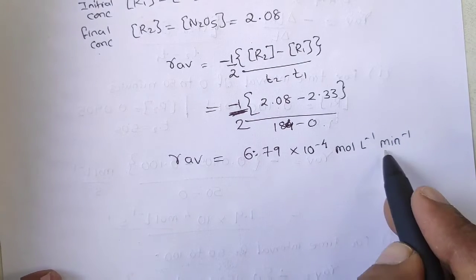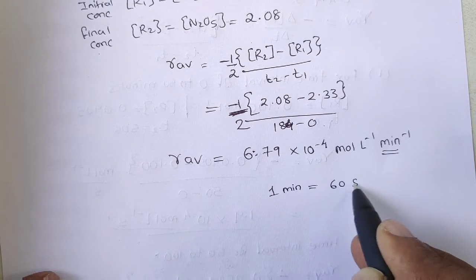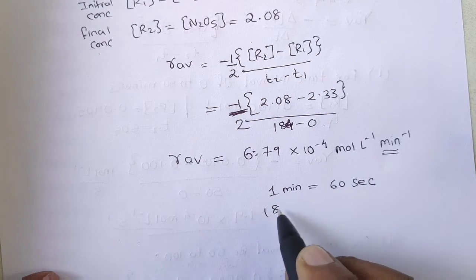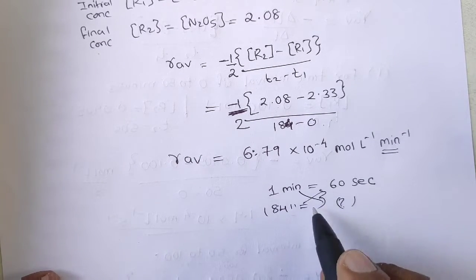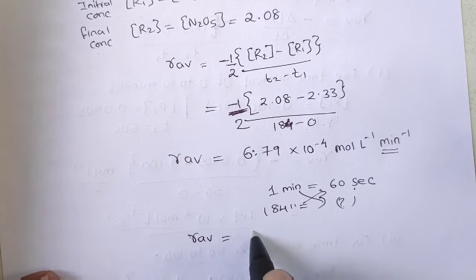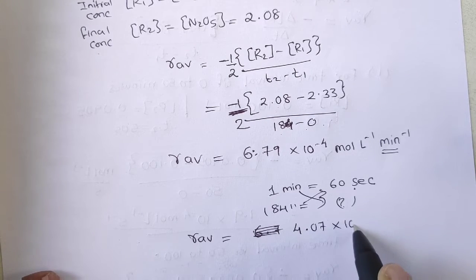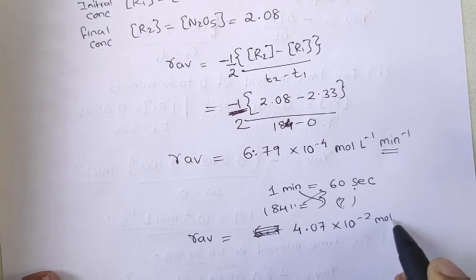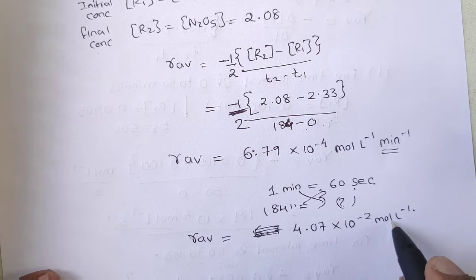Understood? Now if you want this in second, we know 1 minute is equal to 60 seconds, right? So 184 minute is equal to how much? The simple cross multiplication you can do. So this you multiply with 60. So you will get RAV, that is 6.79, I think. Instead of that, you will get 4.07 into 10 raised to minus 2 mole liter inverse and second inverse. It will be different, I think.